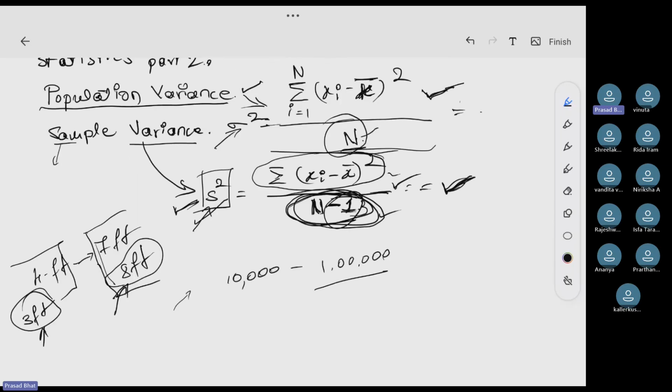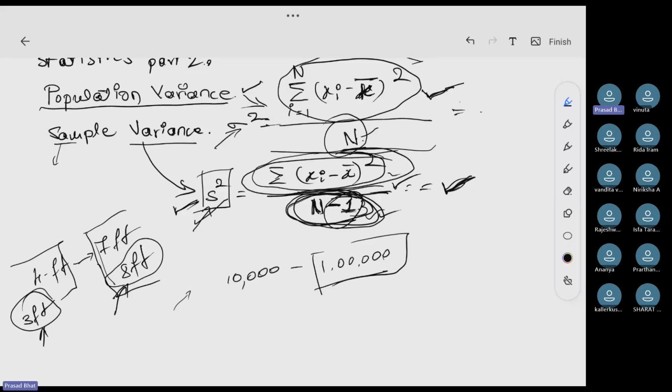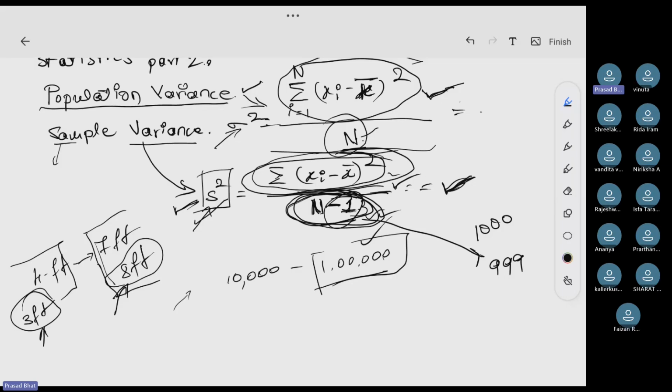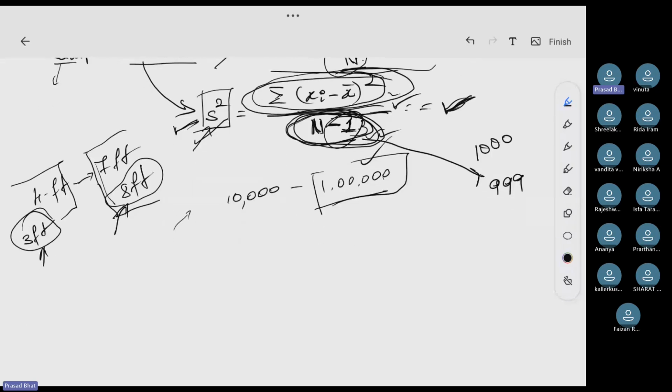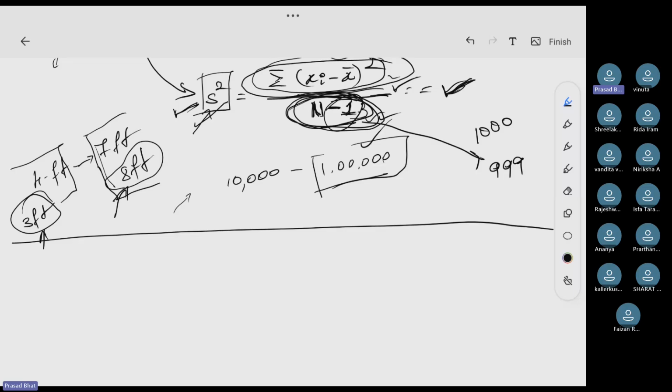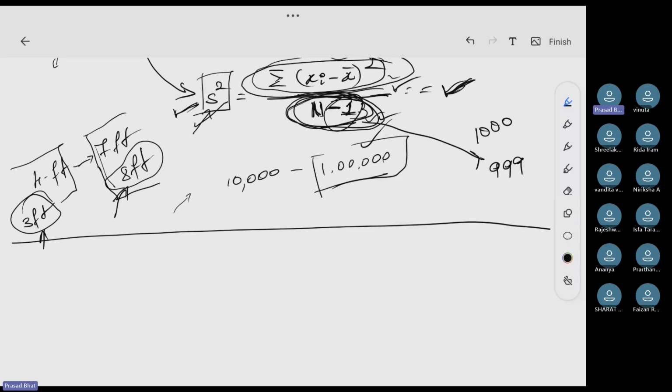Whether you divide it by n or n minus 1, it actually doesn't make too much of a difference, because the upper value itself becomes so large. Dividing it by, say, 1000 or 999 doesn't make much difference. So when the sample size increases, you can essentially use any of the formulas. You must keep that in mind. So I hope this is clear for you guys. If you have any doubt, you can ask away. Is it clear or not?